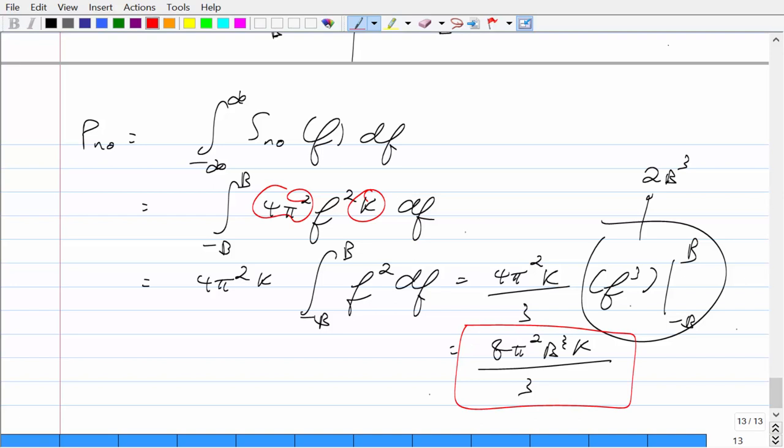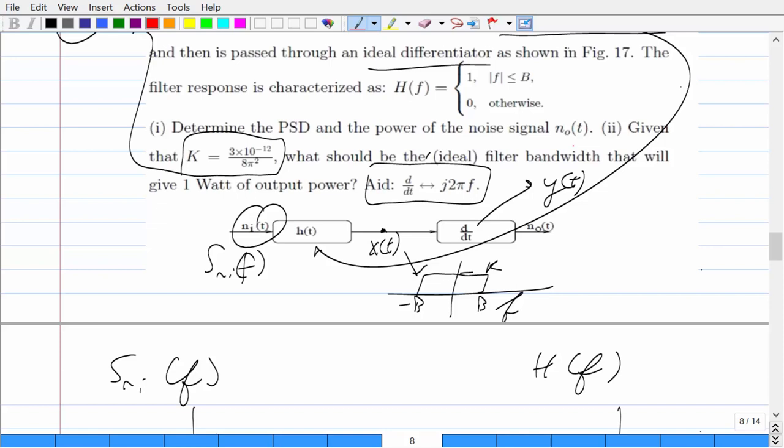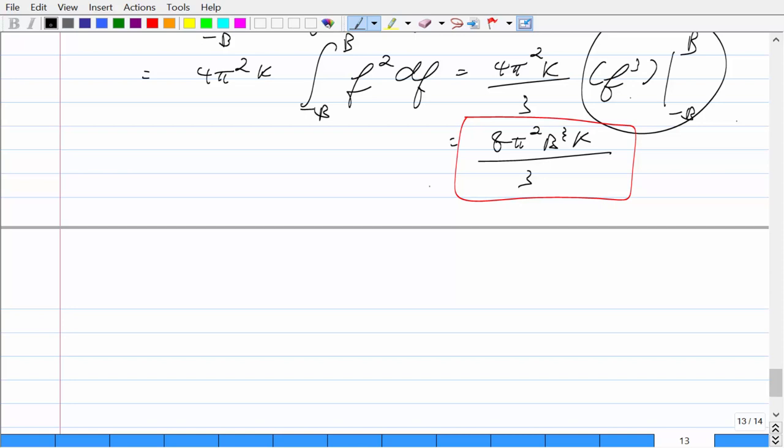And that would be the first question. Now, the next question is just a consequence of using whatever this output power would be. If you take a look at the second question, it says, given that k is equal to this constant, and we already know what the output power is, figure out what the bandwidth would be. So figure out what this value b would be such that the output power is equal to 1 watt. That's pretty simple. What they want you to do is, given that k is equal to 3 times 10 to the something.